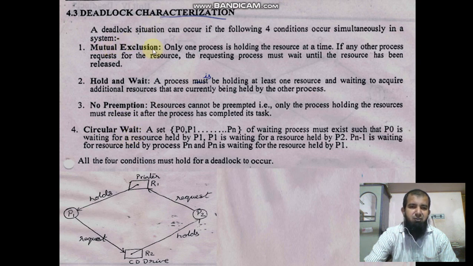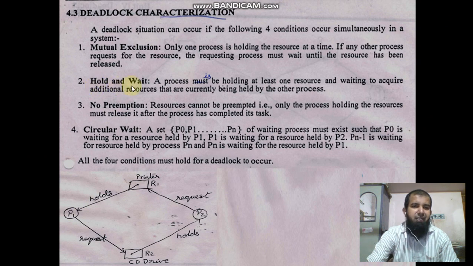First one, mutual exclusion. Only one process is holding the resource at a time. If any other process requests the resource, the requesting process must wait until the resource has been released. For example, here process P1 holds the resource printer. At the same time, P2 also requests it. When P1 releases this resource, only then does P2 get it. So P2 has to wait till P1 releases the resource.